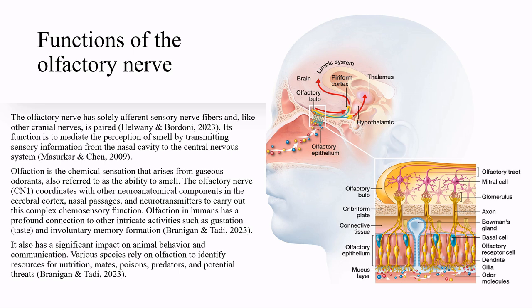The olfactory nerve, CN1, coordinates with other neuroanatomical components in the cerebral cortex, nasal passages, and neurotransmitters to carry out this complex chemosensory function. Olfaction in humans has a profound connection to other intricate activities such as gustation, taste, and involuntary memory formation. It also has a significant impact on animal behavior and communication. Various species rely on olfaction to identify resources for nutrition, mates, poisons, predators, and potential threats.